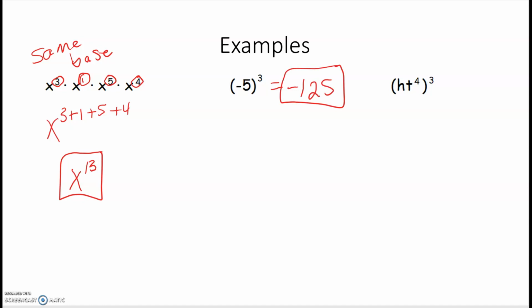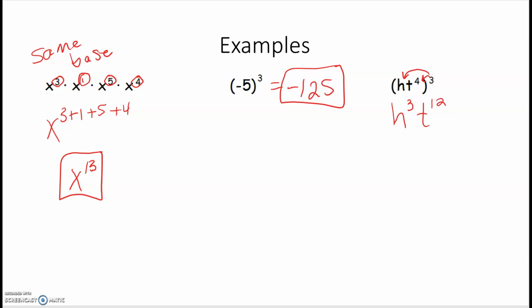Okay, and this last one, I have parentheses. So I know that I've got two different bases here, an h and a t, and they're all getting that power of 3. So I have h to the 3rd power and t to the 12th power.